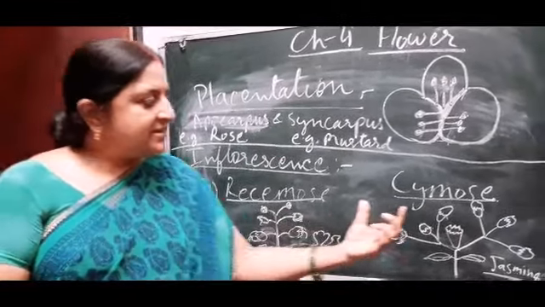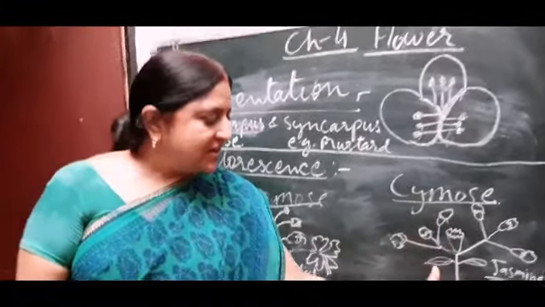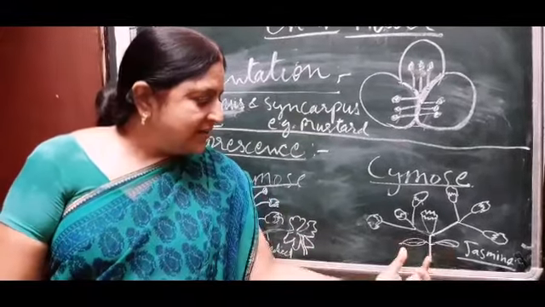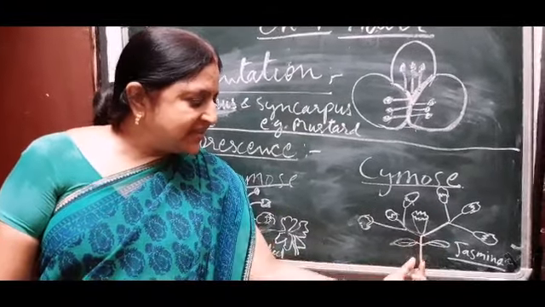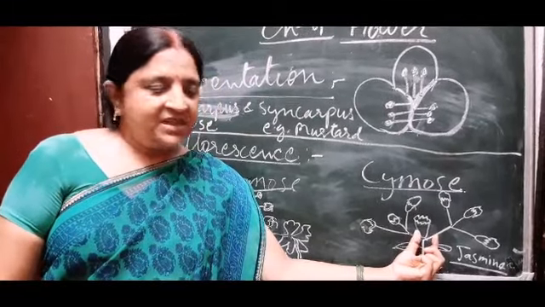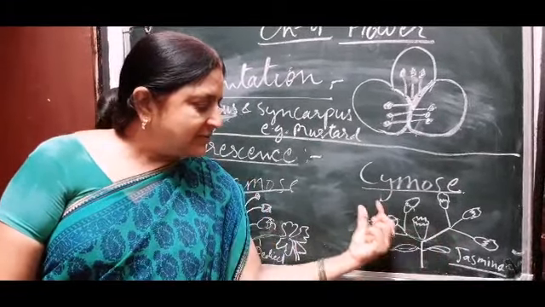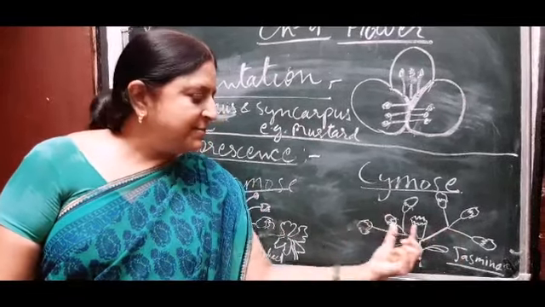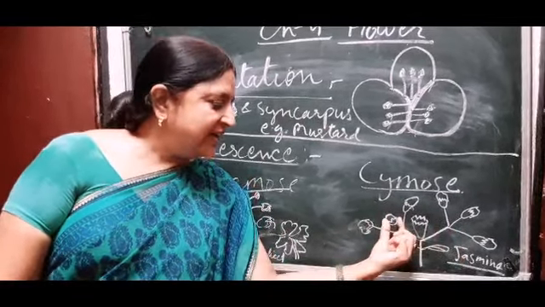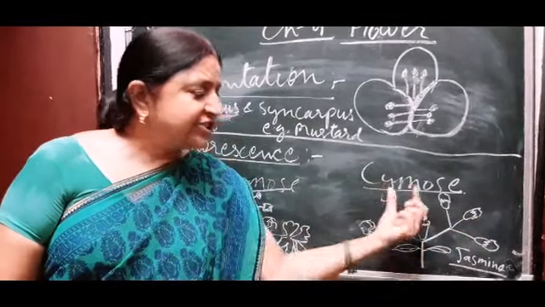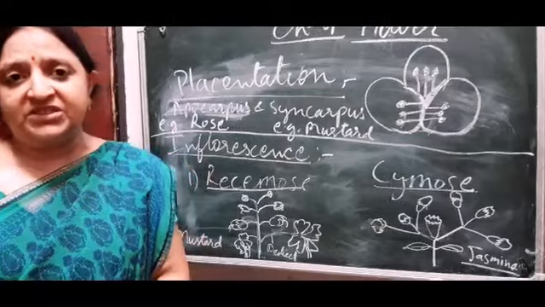Now the second is the cymose. This type of arrangement of flowers is seen in jasmine flower. In this, the main axis, the peduncle, ends with a flower, and the inflorescence is branched like this, with each branch ending with a flower. This condition is called cymose inflorescence.